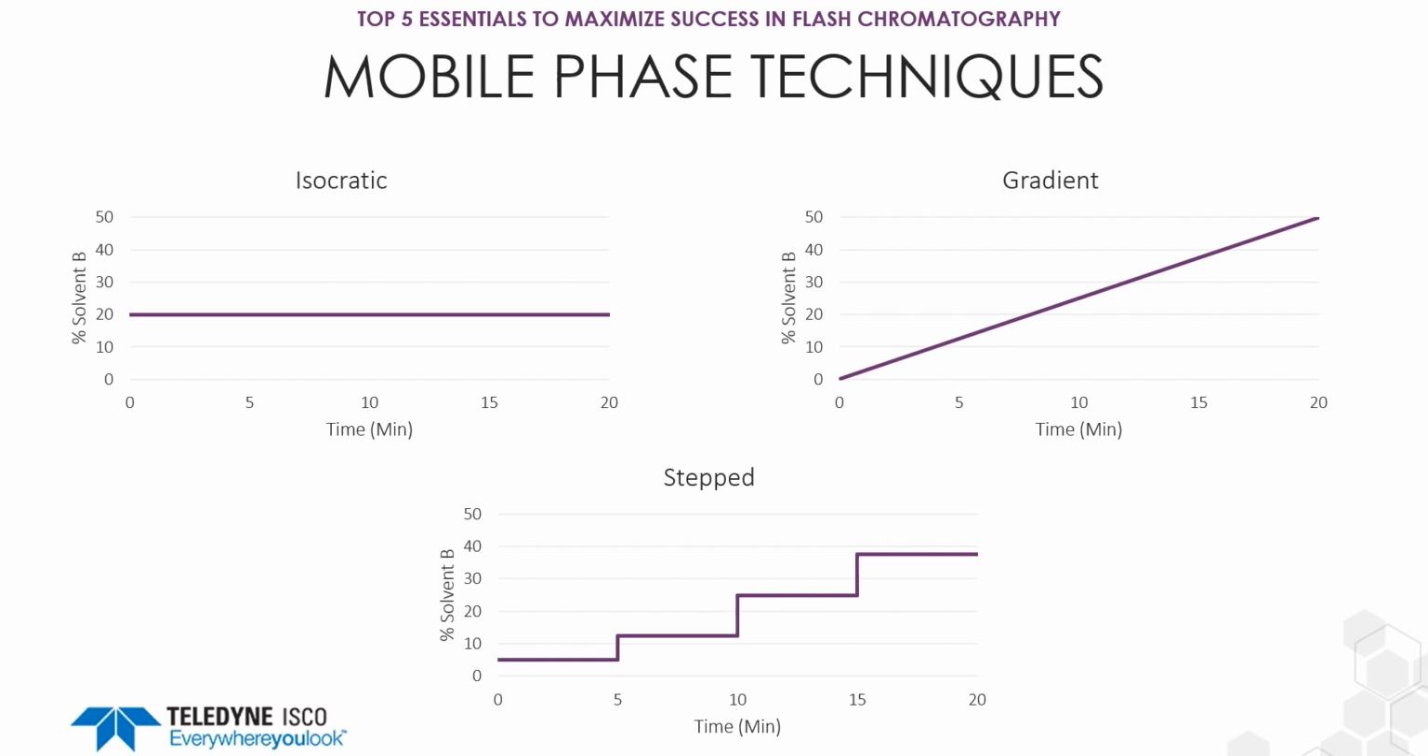I will mention that an isocratic run can be optimized for any separation. So any compound can be separated with an isocratic run. It might just take a little bit more method development, more time to figure that out, and you might have better success using a stepped gradient or just a linear gradient.